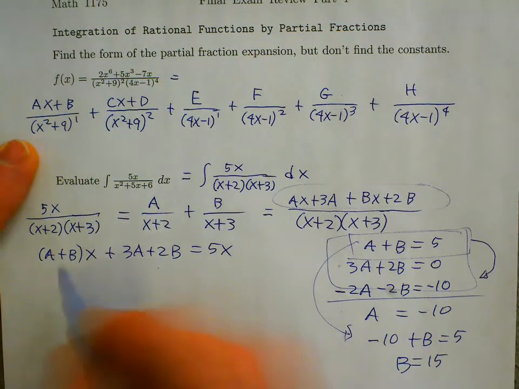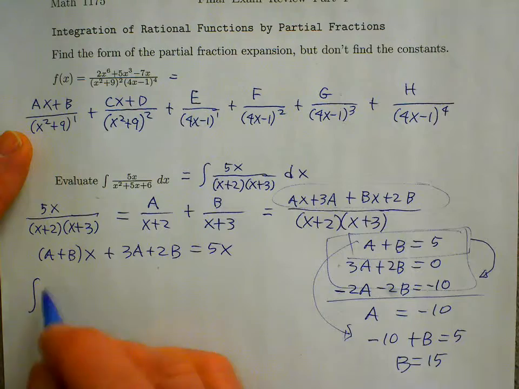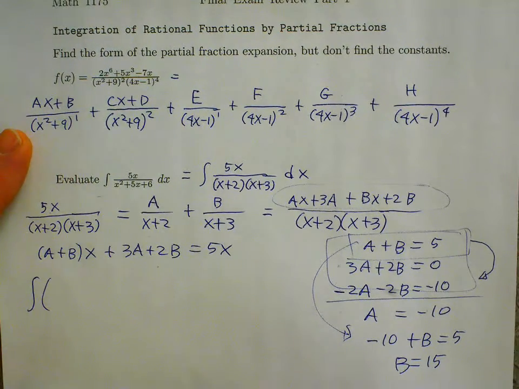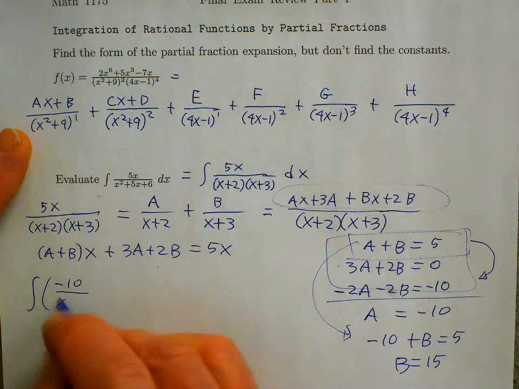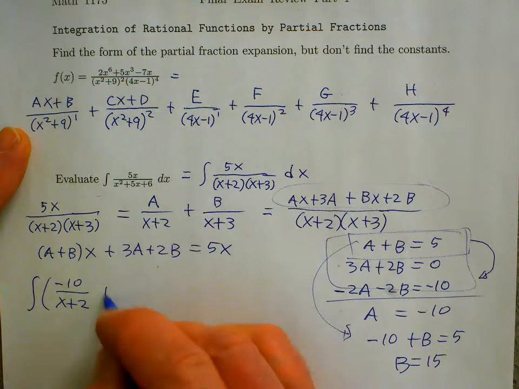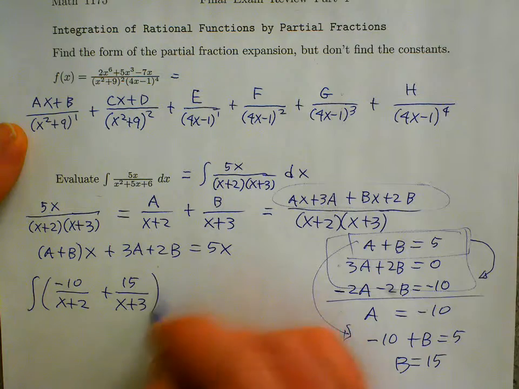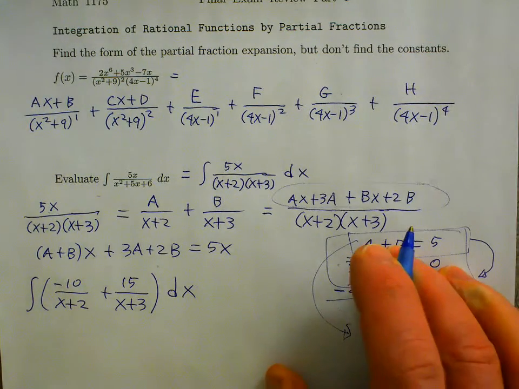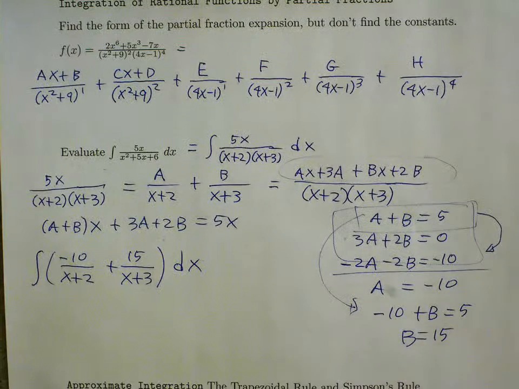Okay, so the integral then becomes the indefinite integral of -10 over x plus 2 plus 15 over x plus 3 dx. So what do we get when we find antiderivatives?